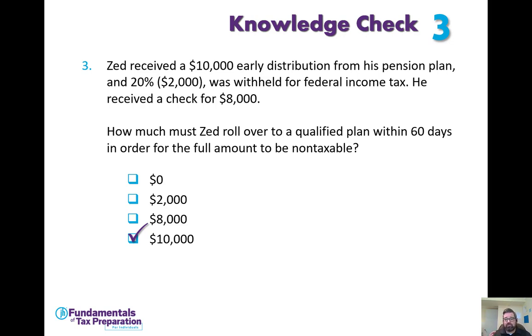Early distribution was for $10,000. He would have to put $10,000 into another account, even though they took $2,000 away from him. So he'd have to make up the other $2,000 somehow, some way, in order to make it non-taxable. That's not something you're going to come across, but it is kind of interesting to know.